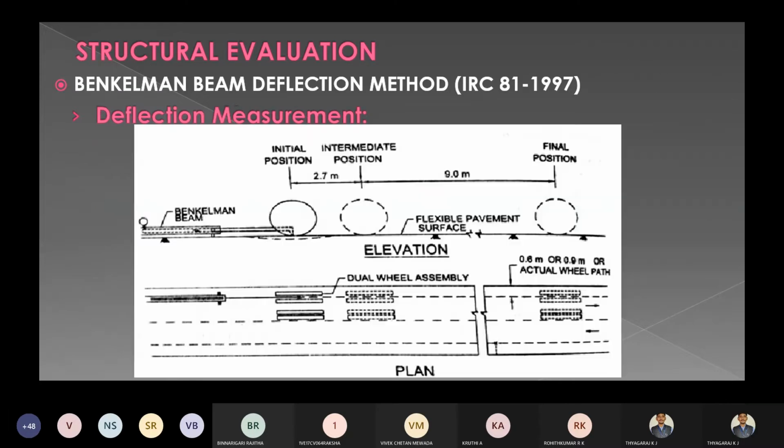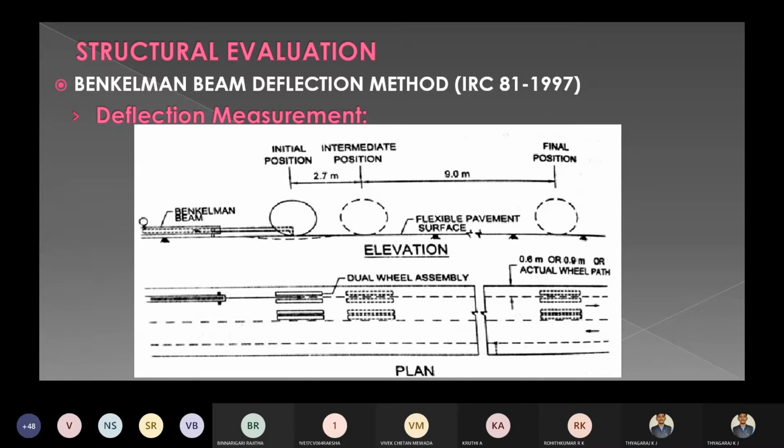Okay. Next, we will move to deflection measurement. This is a very important thing. You have to remember how to measure this deflection. As I told, a truck will be there, and a deflection beam will be there. Using the deflection beam and deflectometer, we will be measuring the deflection.